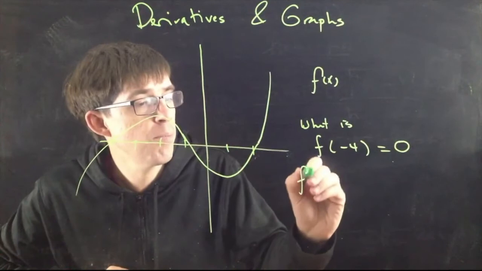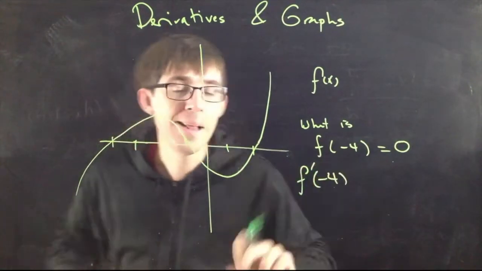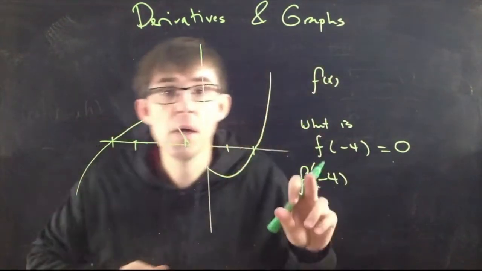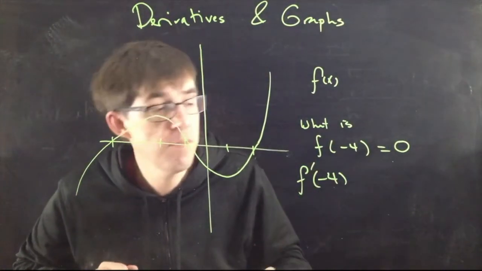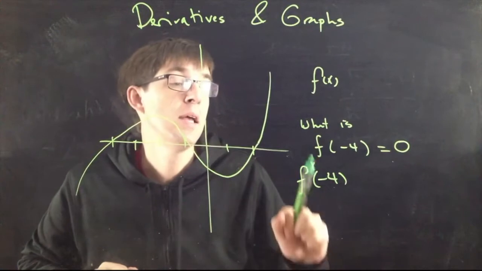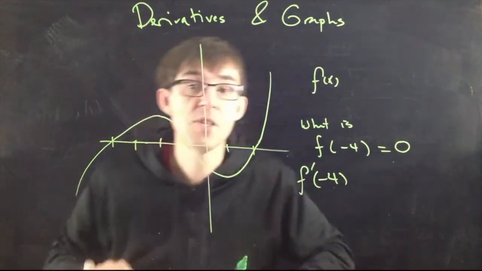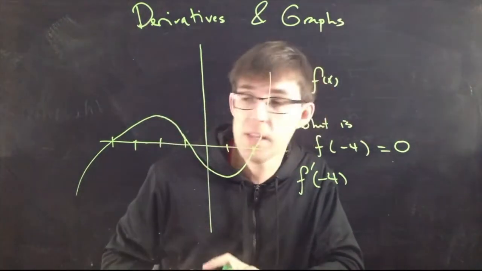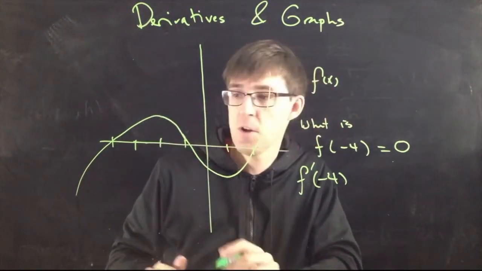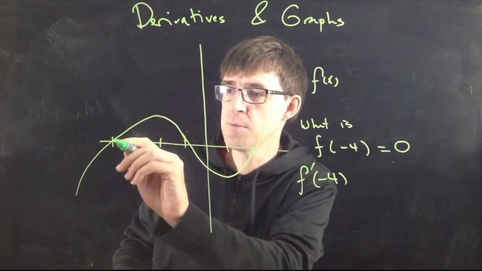What about f prime of minus 4? That little prime makes a big difference. This is something completely different from f of minus 4. F prime of minus 4 is the derivative, the instantaneous rate of change. It is the slope of the tangent line, according to the graph here. What you want to look at is the tangent line to this graph. What is its slope? Specifically at this point right here.